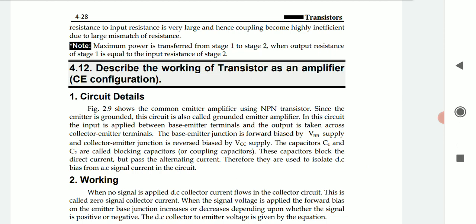Okay. Describe the working of a transistor as an amplifier in CE configuration. So, in the question, if it is an amplifier, then it must be the common emitter configuration because of the above three reasons: voltage gain high, current gain high, power gain high, and the output to input resistance is moderate.